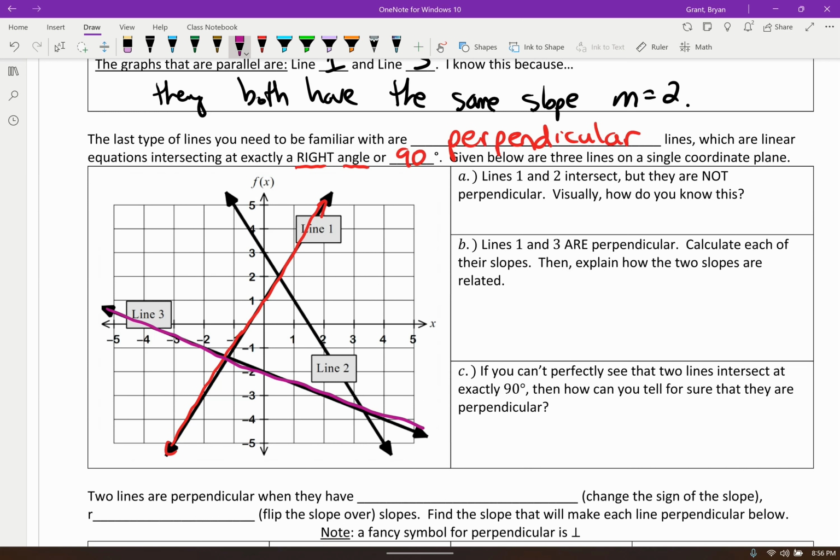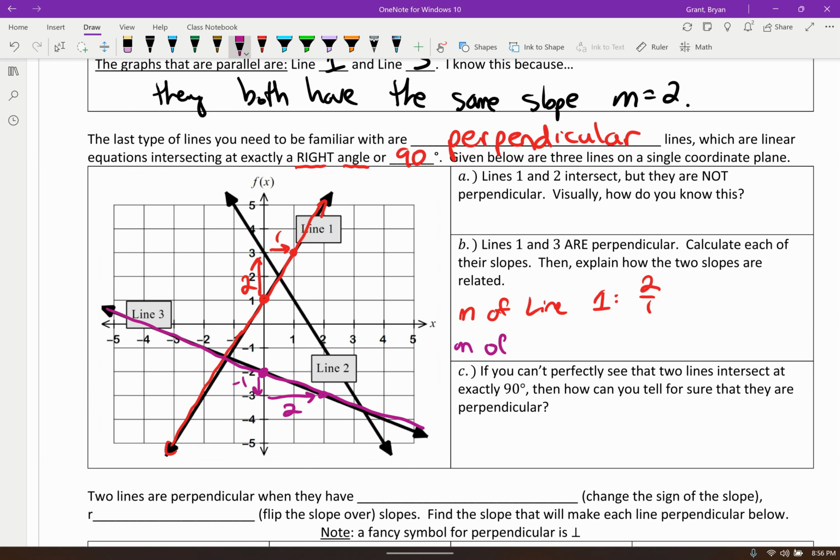We have graphs, so the fastest way to find the slope is just to count. So I'm going to pick my 2 integer points for the red one. Looks like we go up 2 over 1. So for line 1, m is going to be up 2 over 1. Now let's do line 3. Line 3, I'll again pick 2 integer points. And this one tells me I go down 1 to the right 2.